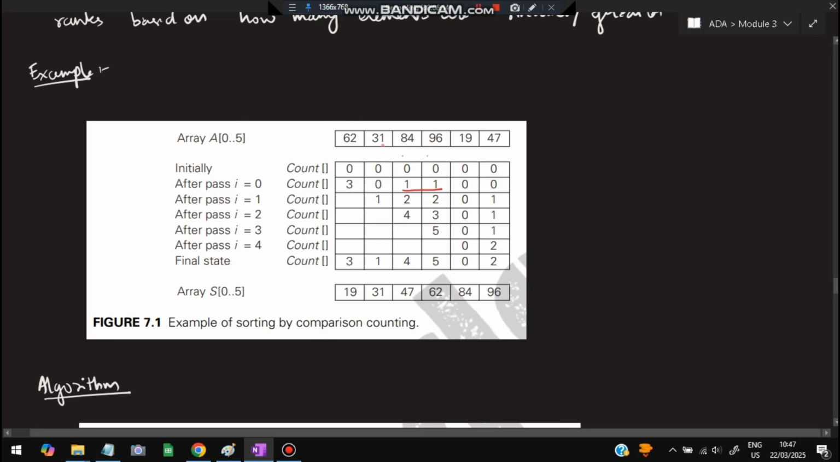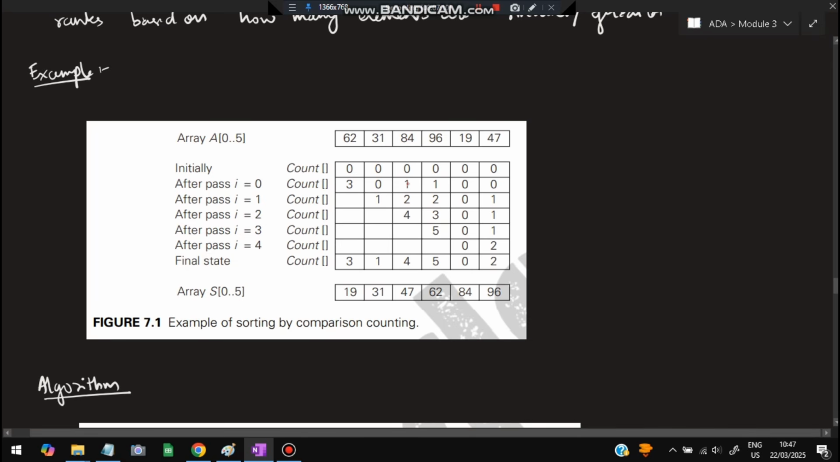Compare, you will be comparing now from the right only, okay? Because this is done. 62 is done. Now we'll be comparing to the right. Now we compare 31 with 84, which is greater? 84 is greater, so increment 84's count. 84 initially was 1, now it became 2. Now 31 will remain 0 only.